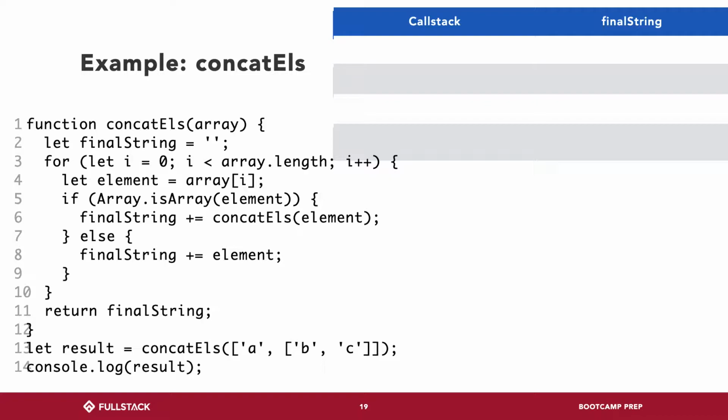Does everyone see the logic behind this? If it's an array, call the function again. If it's not an array, just add it to the string. That's really all there is behind this. Any questions?